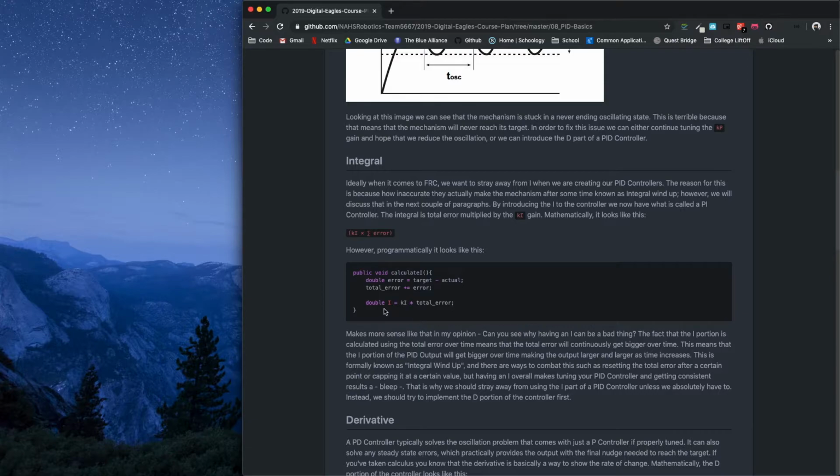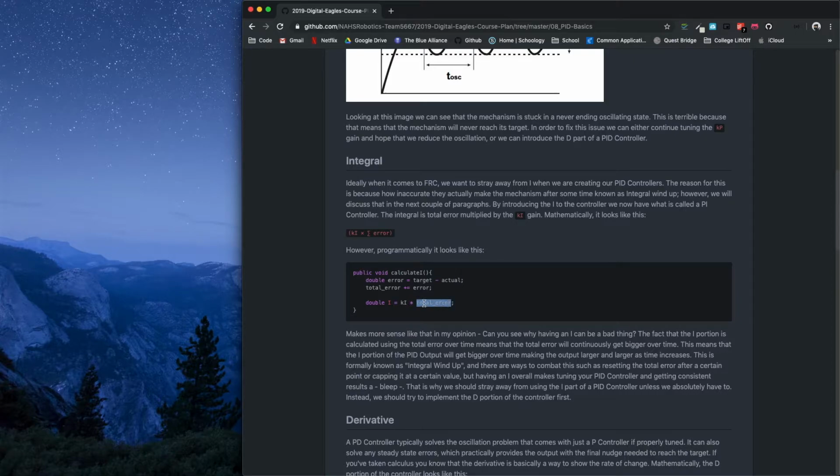But can you see why this here is a bad thing? Why is this something that we should stray away from? I'll give you a second to think about it. If you want, pause, because I'm going to say the answer in 3, 2, 1. So the fact that the I portion is calculated using the total error over time means that the total error will continuously grow to get bigger. And what I'm referring to is this line here specifically. Because this runs over time, and specifically 0.02 seconds every single time the command is called, it's going to increase this total error incredibly large.